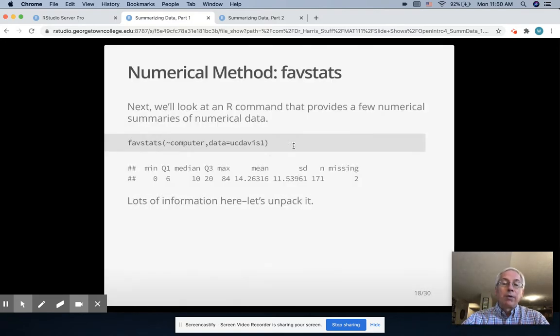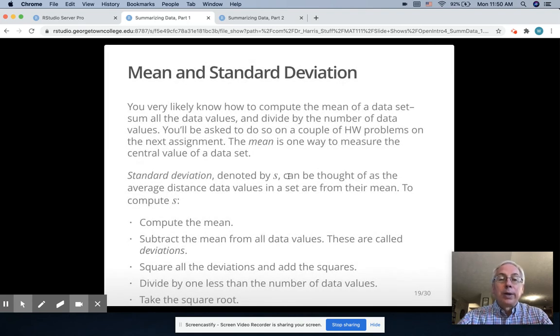So first of all, I want to focus on mean and standard deviation, mean and SD here. For this data set, the mean response is around 14.25 hours. The standard deviation is about 11.5 hours. We want to talk about what those things mean. Hopefully you're comfortable with the mean from your past. The mean is where we calculate the sum of all the responses and divide by the number of responses.